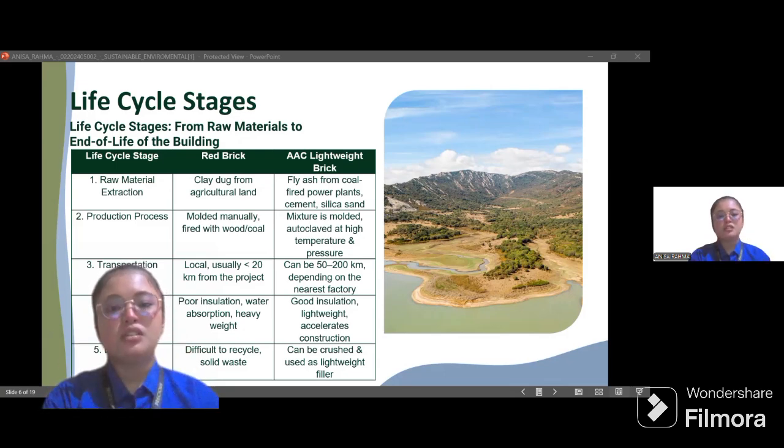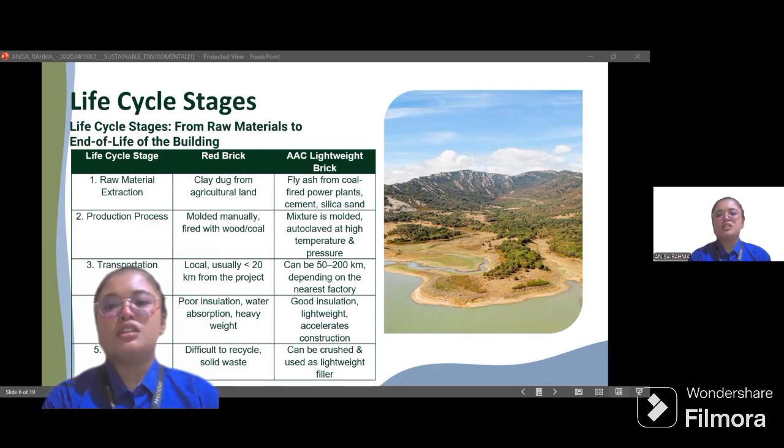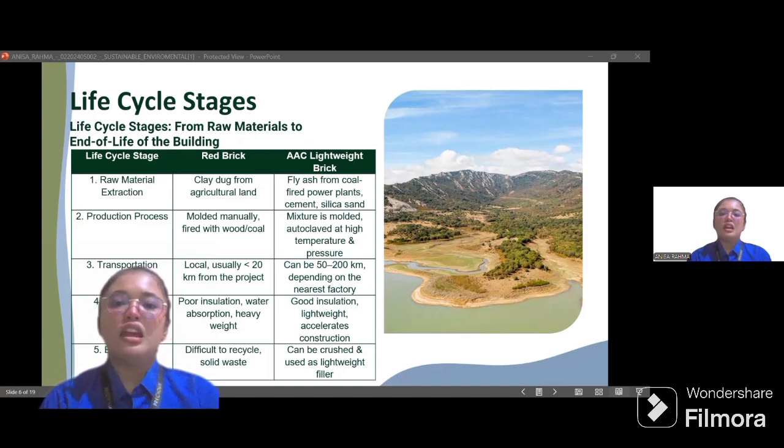The first is raw material extraction. Red brick is made from clay that is extracted directly from the earth's surface, often from agricultural lands or yards. This leads to environmental issues such as land degradation, loss of fertile land, and change in the ecological landscape. The extraction of clay can also have social impact as it competes with agricultural land.